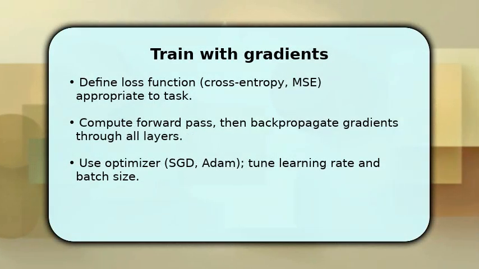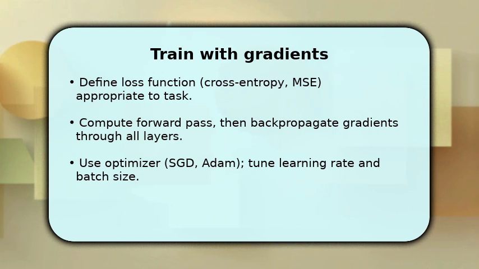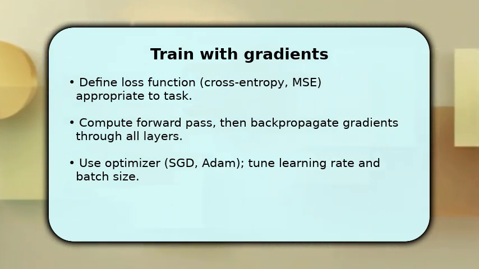Now you run training, compute predictions, evaluate the loss that measures error, and backpropagate to get gradients for every weight. As you do this, make sure to track gradient magnitudes so they neither vanish nor explode, because that disrupts learning.